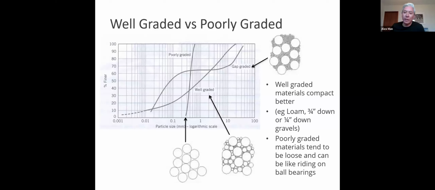Before we go on to engineering classification, we need to chat a bit about grading. A well-graded soil means there's a wide range of particle sizes present, okay? Poorly graded means a high proportion of particles that are all the same size. So in this diagram, you can imagine that poorly graded sample is like walking or riding a bike on a pile of ball bearings, whereas the well-graded material has little wedges in between those larger chunks that actually lock that soil together. So you'll hear that called binding.